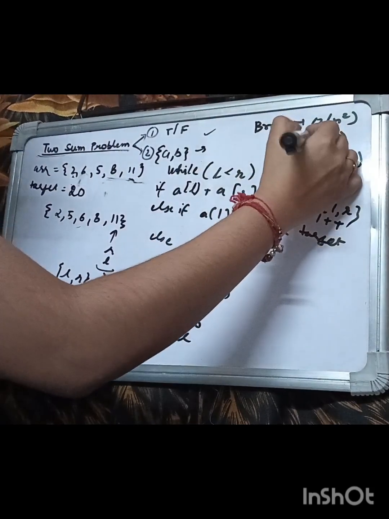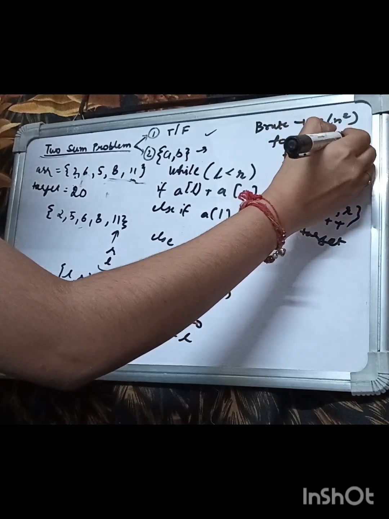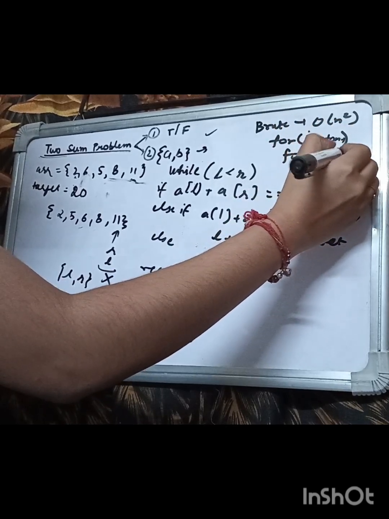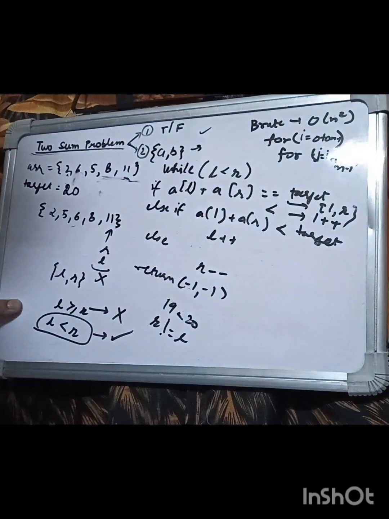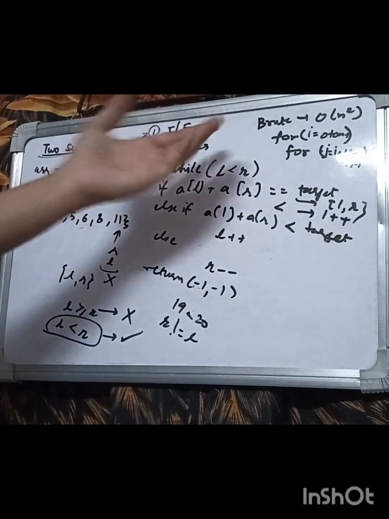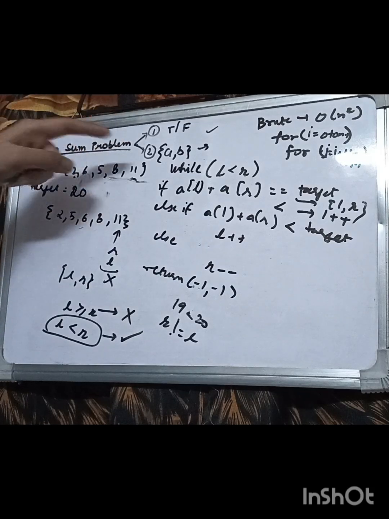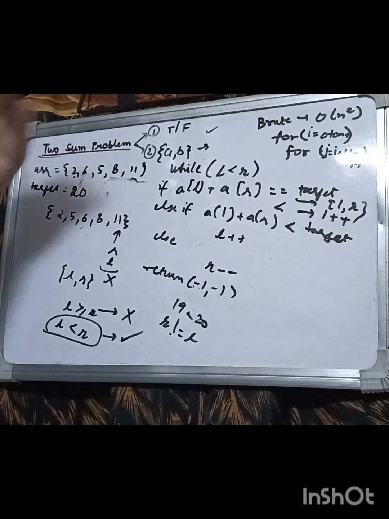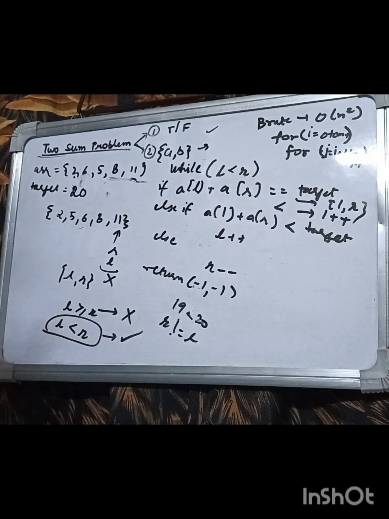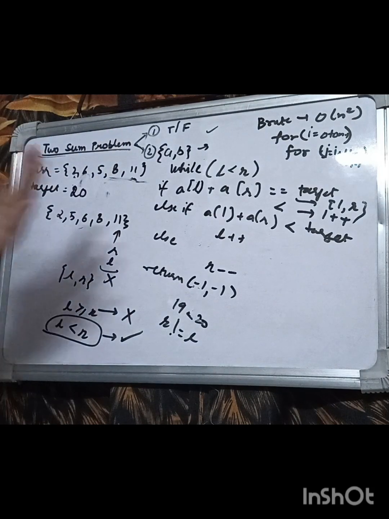So I will say i is equal to 0 to n minus 1 and j is equal to i plus 1 to n minus 1. The same condition is applied: if array of i plus array of j is equal to my target, then you just have to return true, or you can return new int with the indices i comma j. And if you don't find it at the end of the loop, you will return false, or you can write -1 comma -1. This is the brute force.